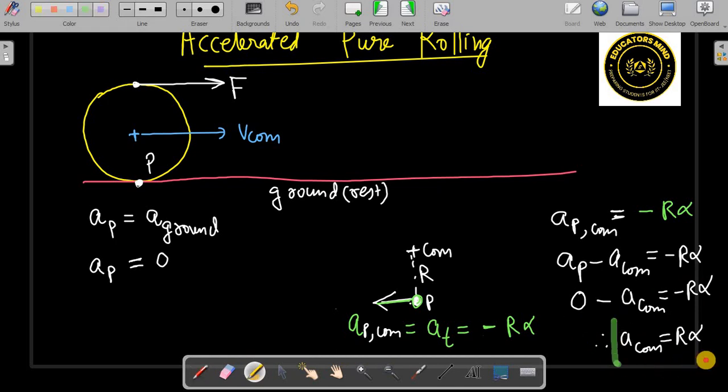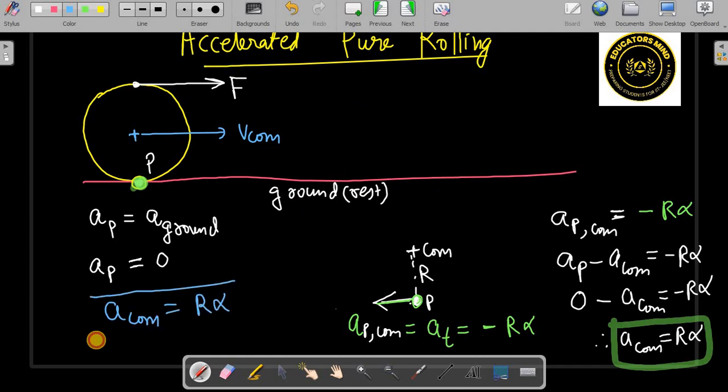Why are we considering only the tangential acceleration? Because it is parallel to the surface, and friction can act only parallel to the surface. Of course we have centripetal acceleration as well, which is acting towards the center, but here we are considering only parallel to the surface because we are considering whether friction can act or not. So that's the condition for pure rolling: acceleration of center of mass is equal to r alpha.